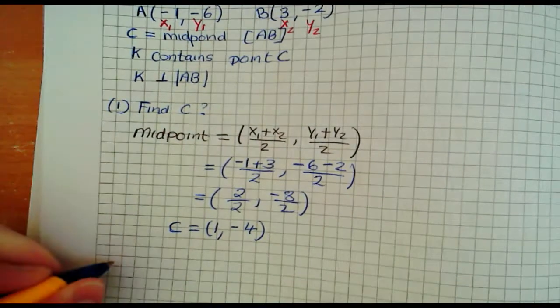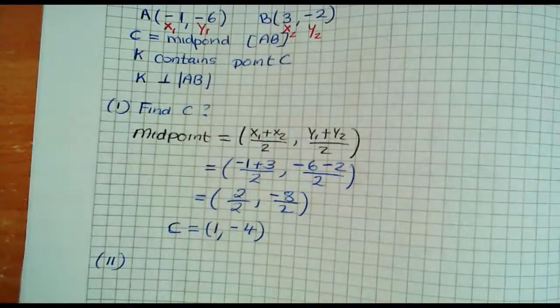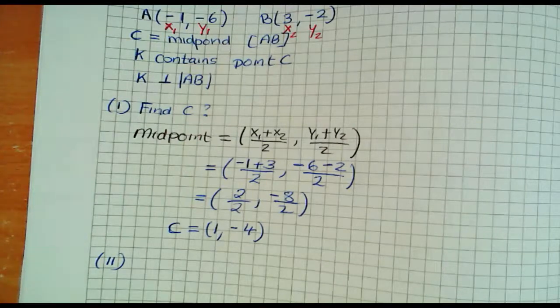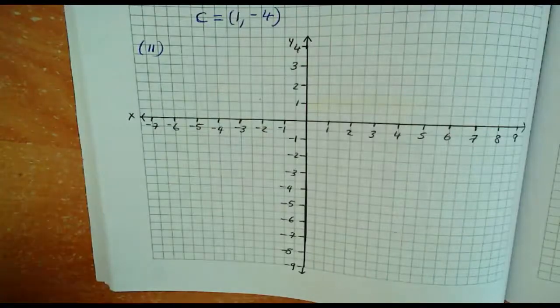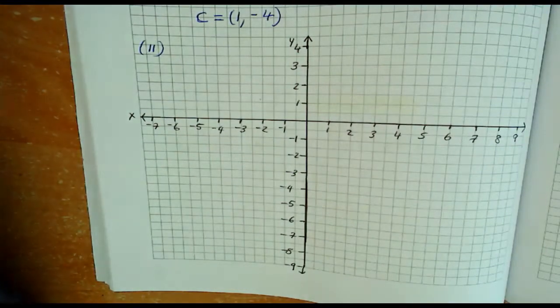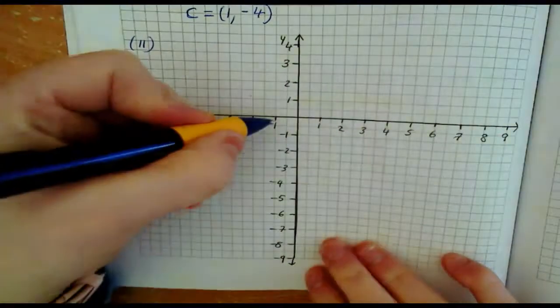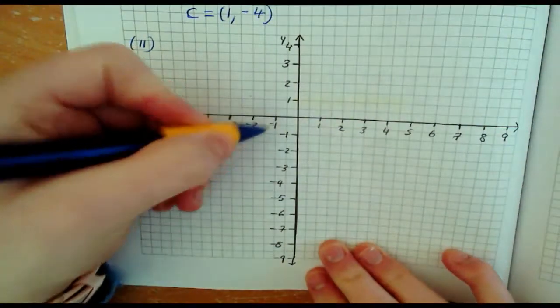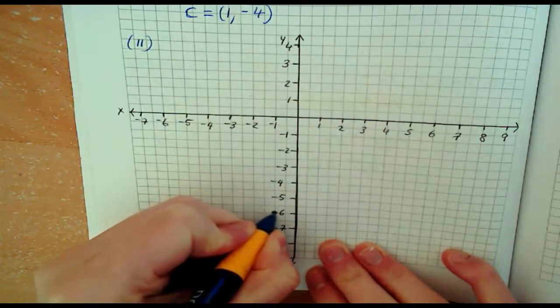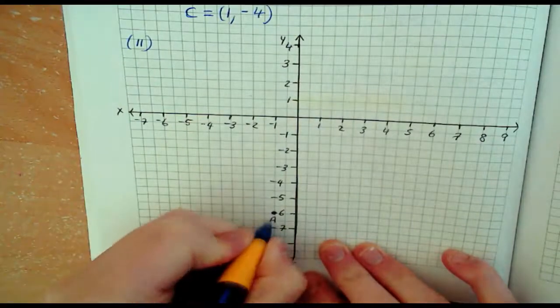So part 2 then, we are asked to plot the points A, B and C on graph paper. So we plot them, so we have our x and our y coordinates drawn out there, so our scale is the same all the way around. So point A then was (-1, -6), so we go to -1 on the x-axis and down to -6. So it's there, it's A.